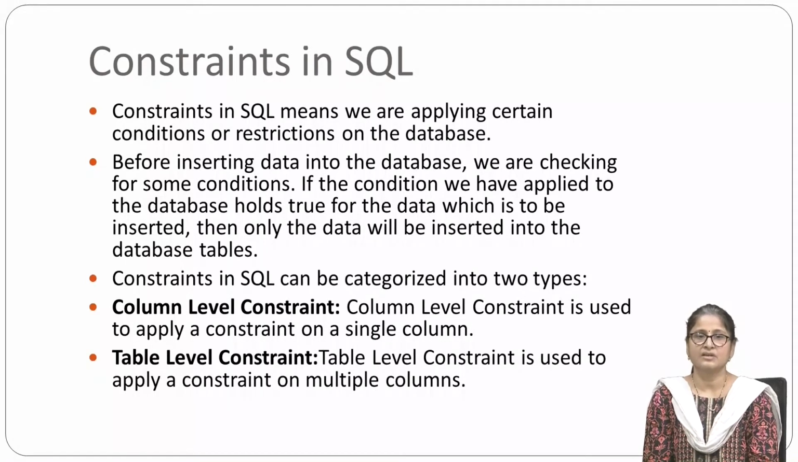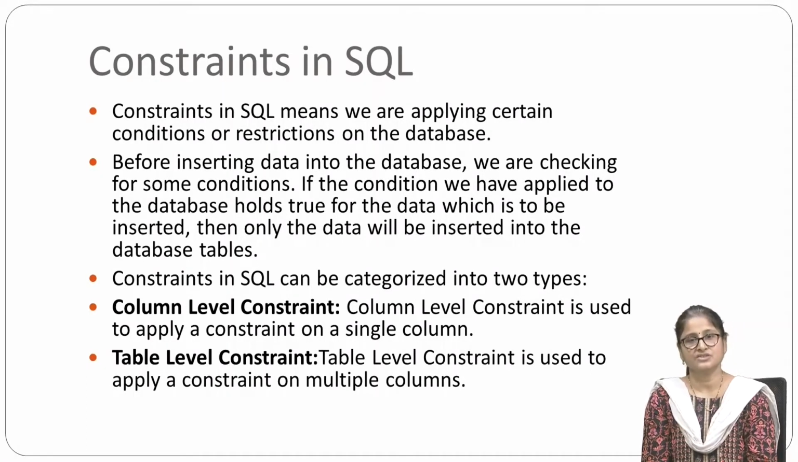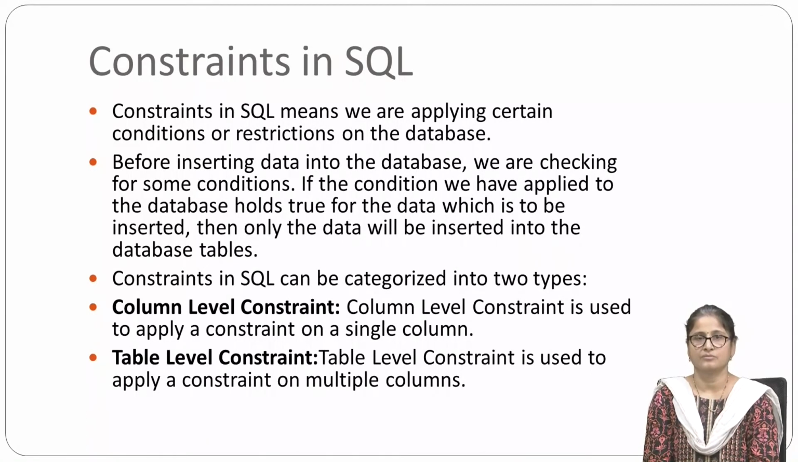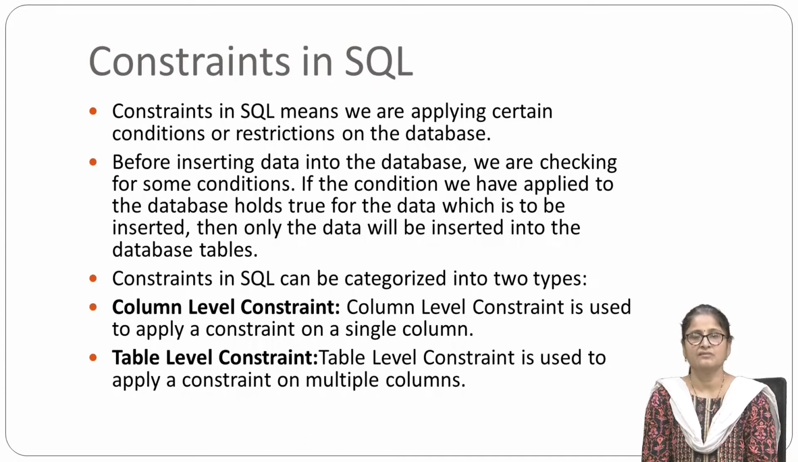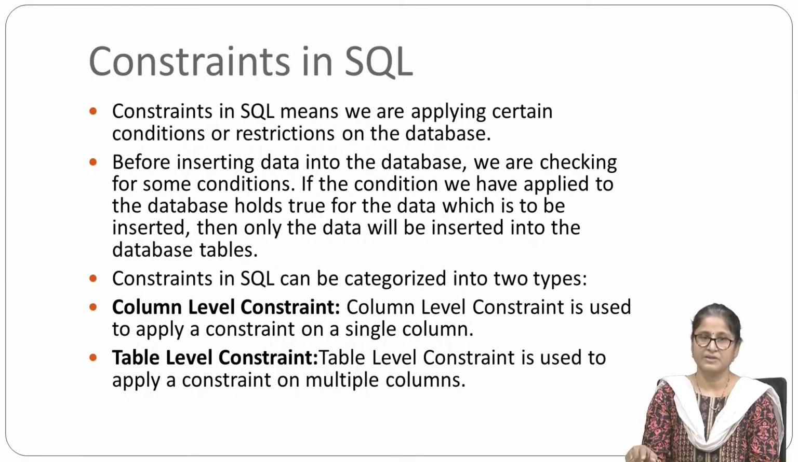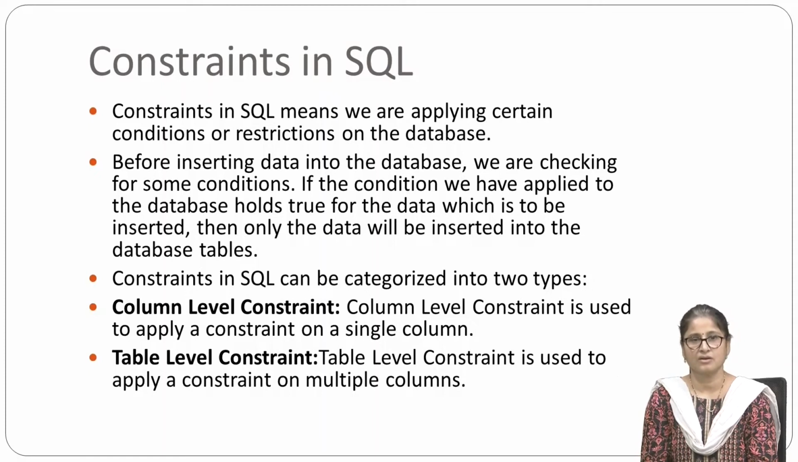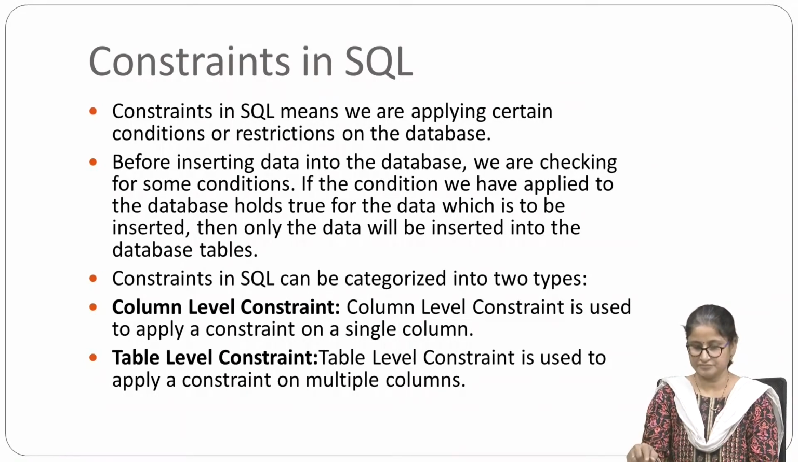What is a column level constraint? When the constraint is applied on a single column, it is called a column level constraint. And if the constraint is applied on multiple columns, then it is called a table level constraint. At present, we are discussing only the column level constraint. Definitely, you can apply constraints on more than one column.